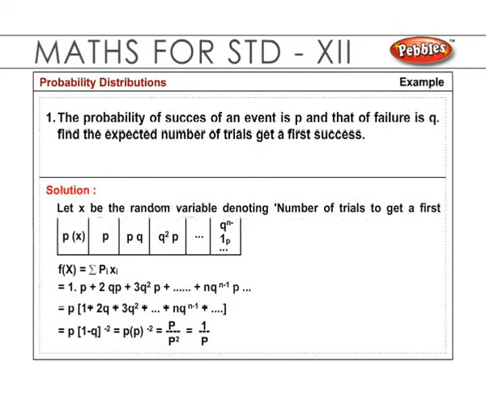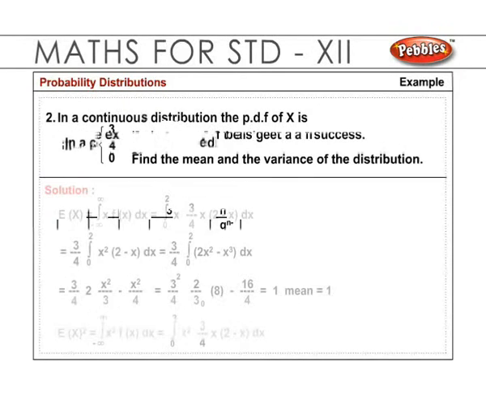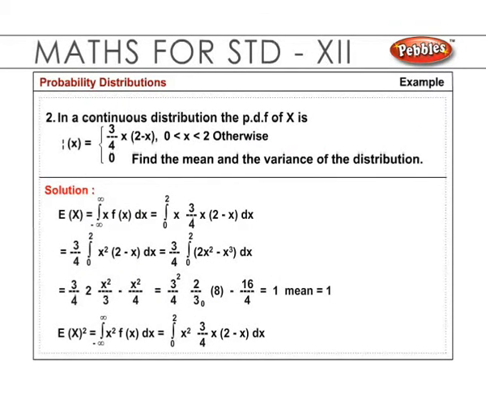From the table, f of x is equal to p into 1 minus q, the whole to the power of minus 2, is equal to p into p to the power of minus 2, is equal to p by p squared, is equal to 1 by p. Apply the formula for the mean as shown. Applying limits 0 to 2, we get mean is equal to 1.